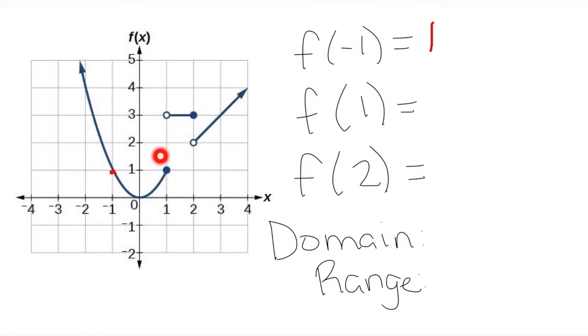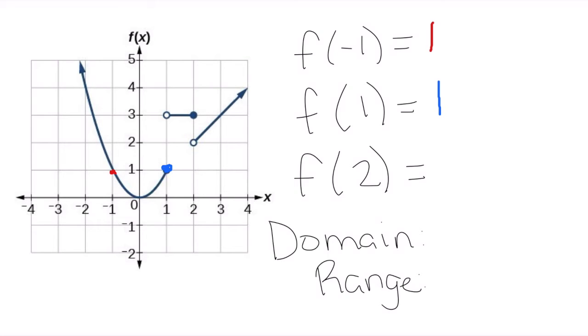At 1, it's a closed circle. At 3, it's an open circle. So remember, the difference between a closed circle and an open circle is whether it's included or not. If it's a closed circle, that means it's included. If it's an open circle, it's not included. So when we look at f of 1, we're going to use this point since it's closed. So f of 1 will also be 1.